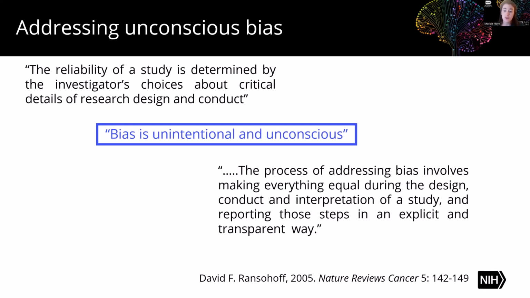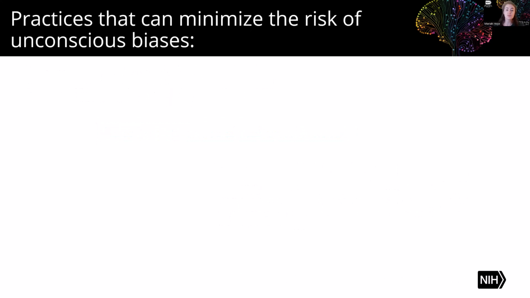He provides a simple solution. The process of addressing bias involves making everything equal during the design, conduct, and interpretation of a study, and reporting those steps in an explicit and transparent way. So we have to make everything equal between comparison groups, except the one parameter we are testing. So how do we do this?